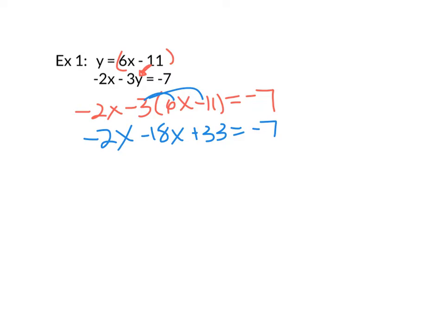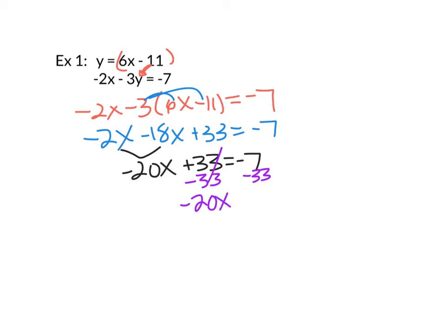Now I can combine like terms. Those would make negative 20x. We'll minus 33 to the other side, trying to get the variable by itself. Negative 40, and our last step is to divide. So we get x equals 2. Now I'm not done with this problem because we still need to figure out what the y value is.